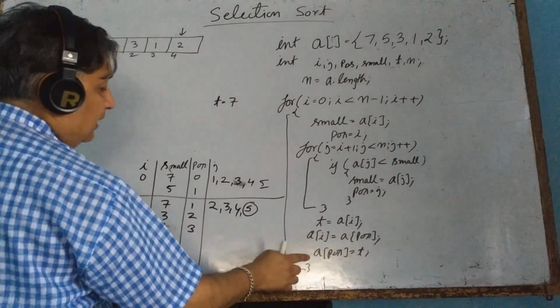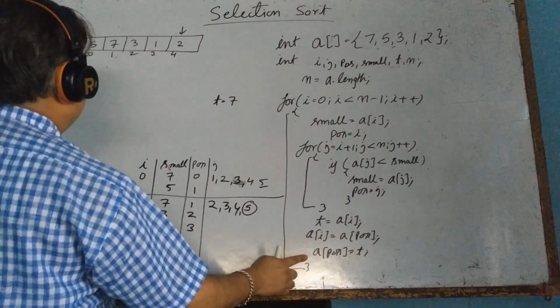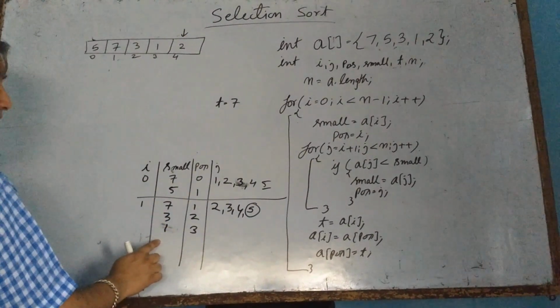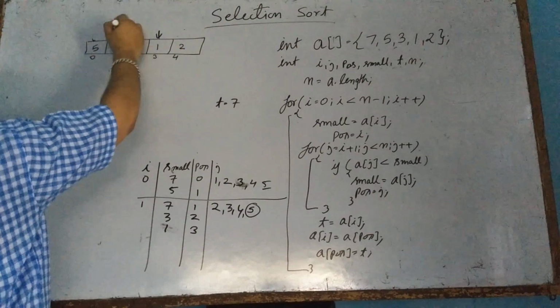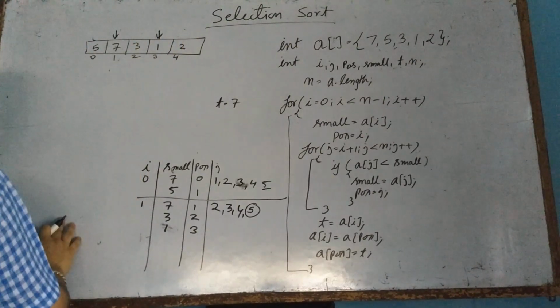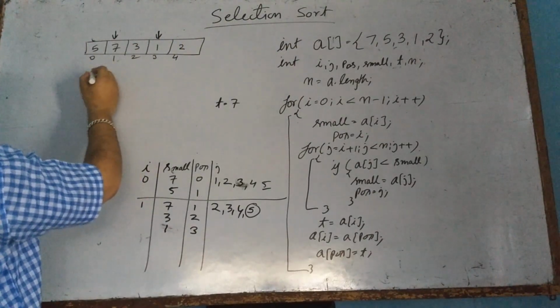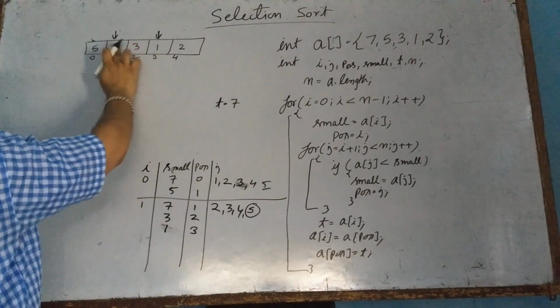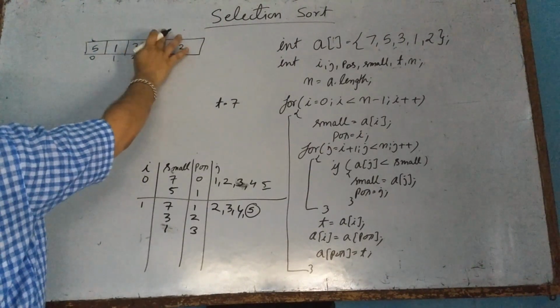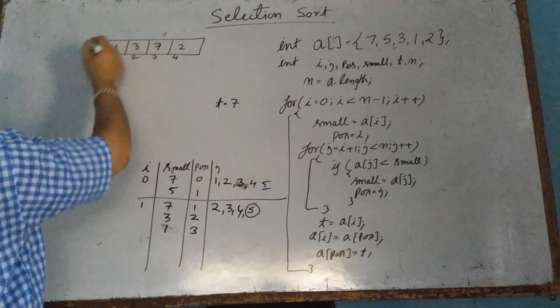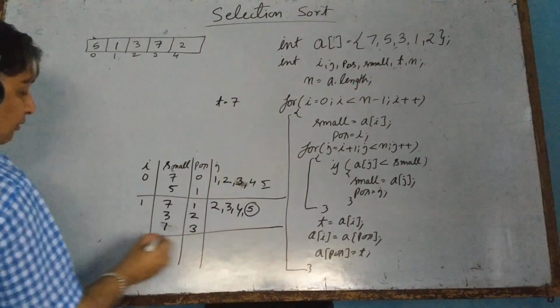After that, again the I-th and POS index variables will change. POS is 3, I is 1. So these two numbers will change. 1 will come at this place, 7 will go over there. So here we can see these two numbers are in the perfect place. Now what will happen next?